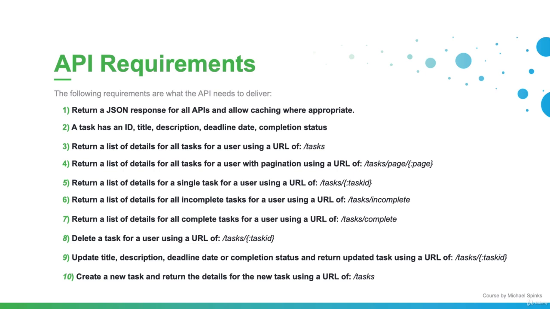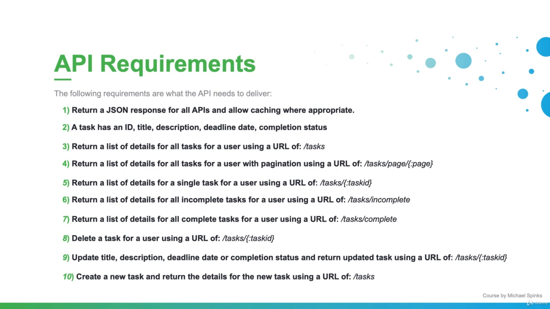Now there are a few different routes that are needing to be implemented. Remember, a route is just an endpoint that you call, e.g. /tasks or /tasks/1 to get task 1. So the first one to return is a list of all tasks within the system. Remember, eventually this will be per user. The route for this will be /tasks.